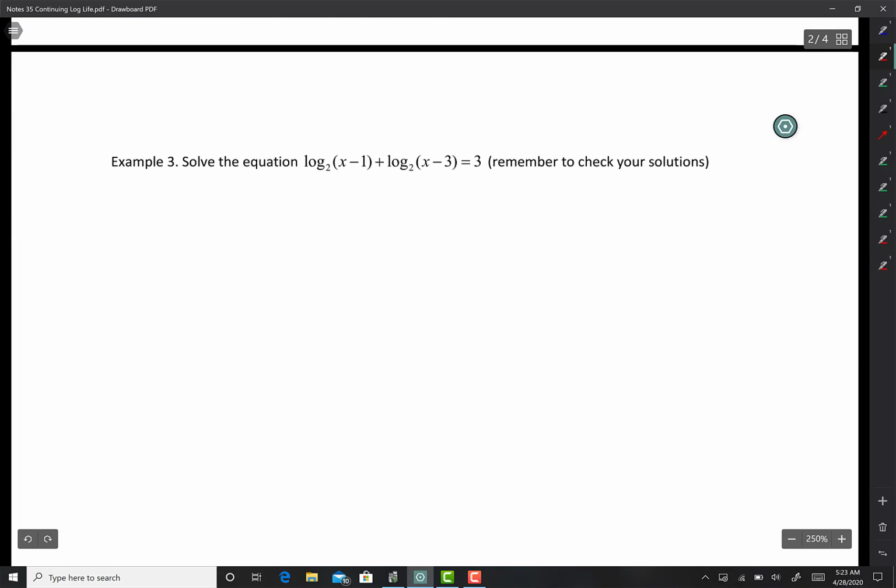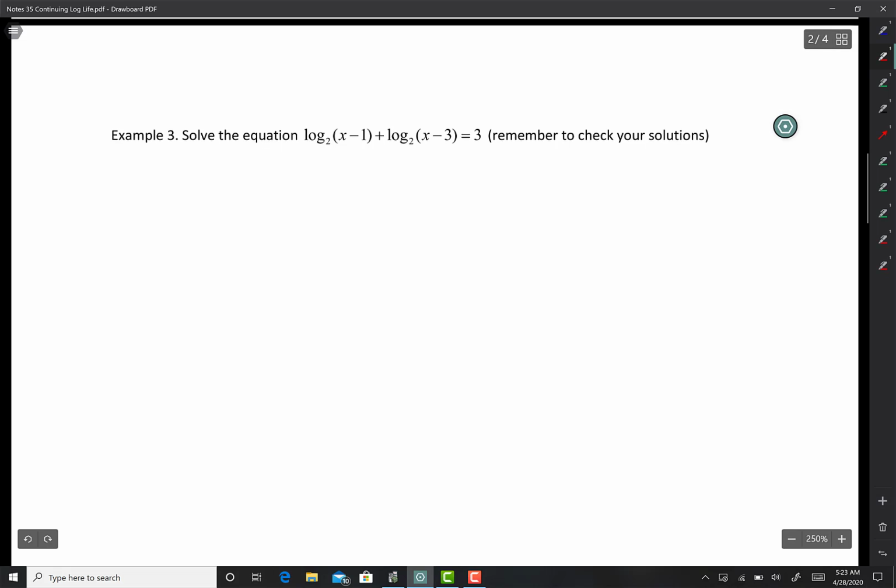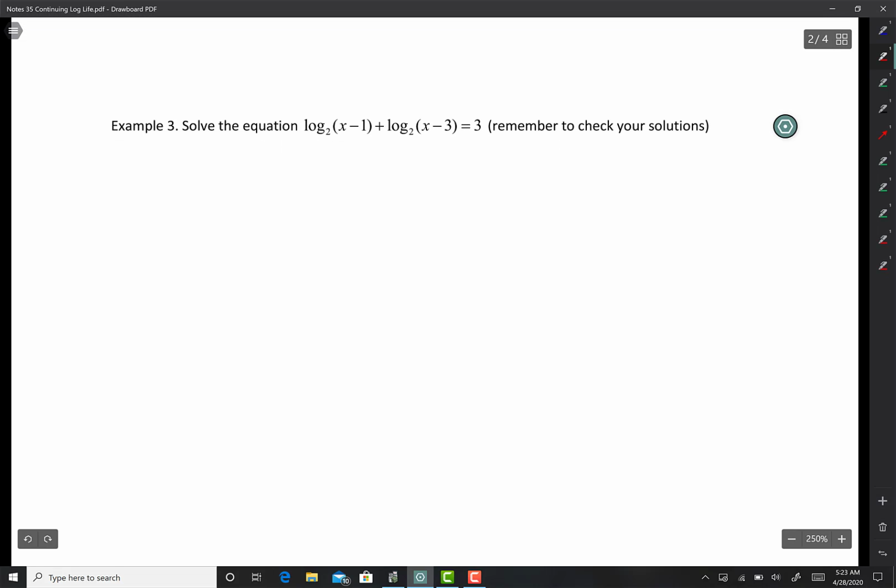All right, the next one. It says solve the equation. I have the base, and I'm adding, and it equals 3. And it says to check my solution. So it looks like I might have more than one. So let's see. I have a plus here, so that means I can just write one single log. And I can write log base 2 of (x minus 1)(x minus 3) equals 3.